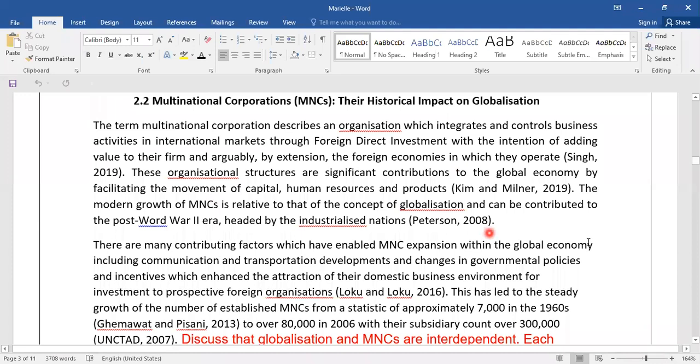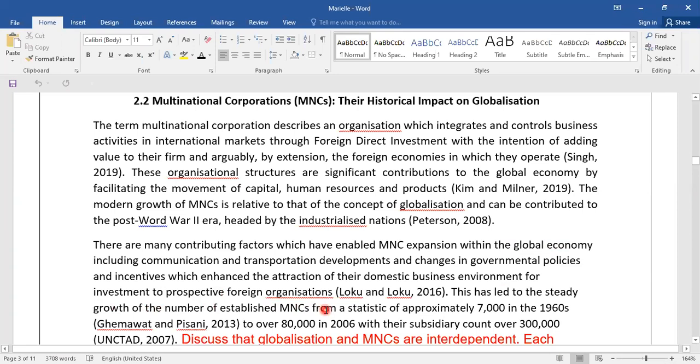She's also saying here that the global economy, including information and communication advancements and changes in government policies, has contributed. As you know, over the last four decades or so, governments have lowered their protectionist barriers. So she's also saying that globalization itself has led to the growth of MNCs.